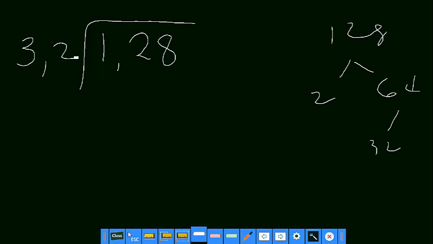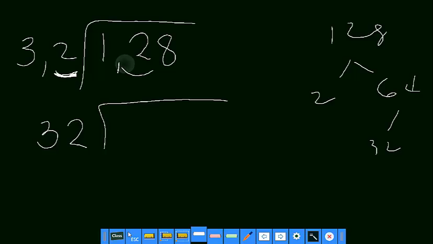First thing is that you move the decimal point here 1 time, because 3,2, if we move the comma to the right 1 time, becomes 32. We do the same thing with 1,28, only 1 time. So it's going to be 12,8. Then after that, immediately you're going to copy the comma above.